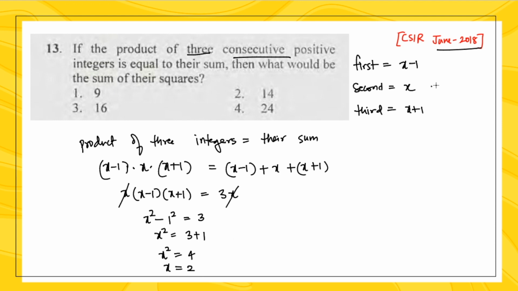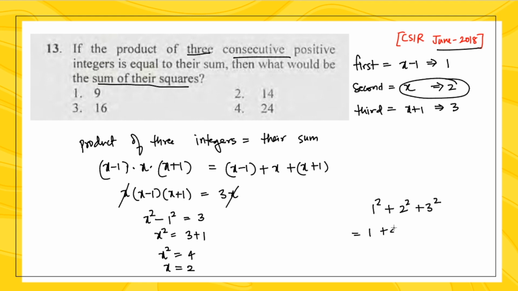So, your second integer is 2. What is your first integer? The first integer is 1. What is the third integer? That is 3, because you got the value of x now. So 1 and 3 also you got. Then they are asking, what would be the sum of their squares? Sum of their squares means 1 square plus 2 square plus 3 square. This will be 1 plus 4 plus 9, which is 14. Option B is correct.